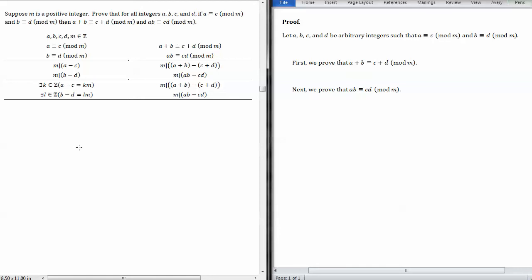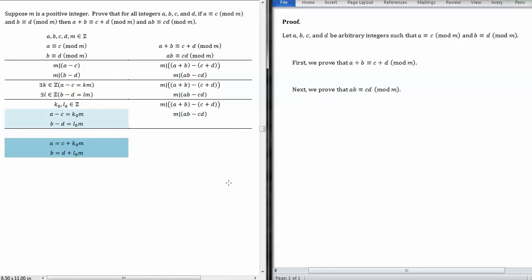Bring down my goals, and now I can do some existential instantiation, which gives me a k naught in the integers up here and an L naught in the integers there. I'll gather those together here, and then these two statements with k naught and L naught. Well, we're trying to find out about a plus b and also c plus d, so it might be a good idea to solve these equations for a and b.